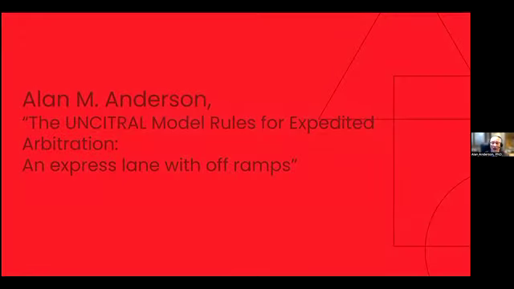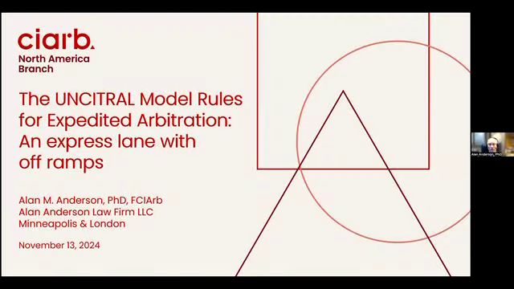So, I am now going to speak on the recently adopted UNCITRAL model rules for expedited arbitration. They were negotiated and adopted by UNCITRAL's Working Group 2 in 2023. I was part of that working group, and there was both a set of model rules and a model law that were adopted and approved. I'm going to talk about the model rules, which are basically the same as what's in the model law.